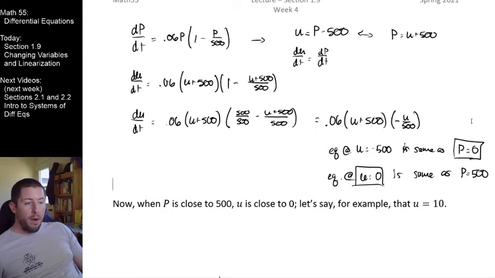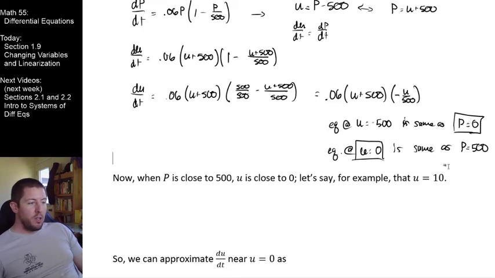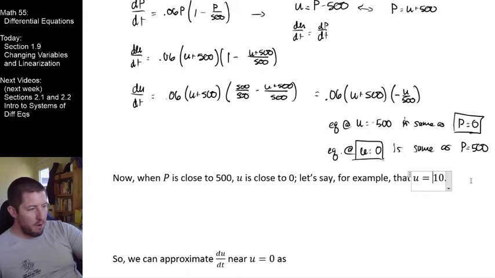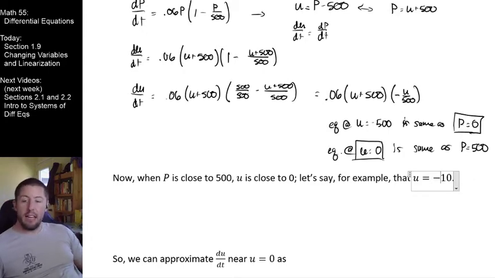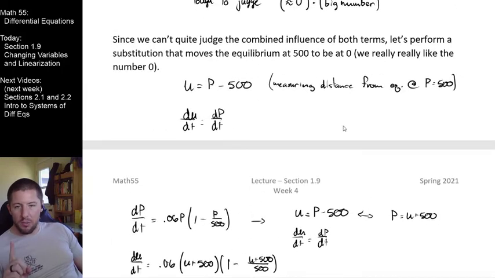So now when p is close to 500, u is close to zero. And by the way, I'm noticing a small typo right here. If u is negative 10, then that says that we are at p equals 490, right? Just real quick right here. P is 490, we're 10 below.